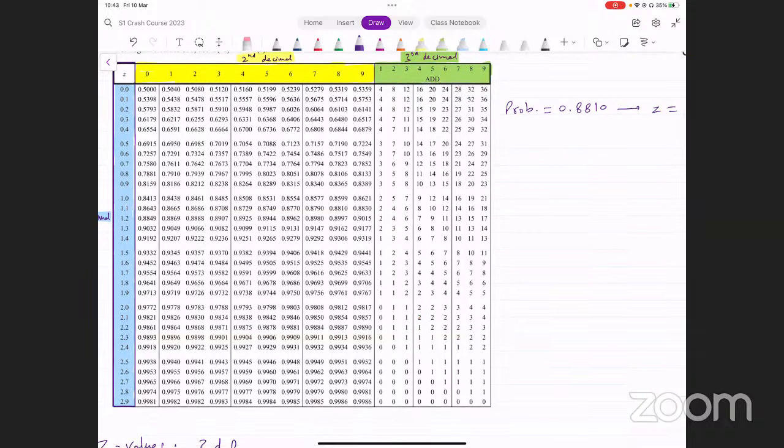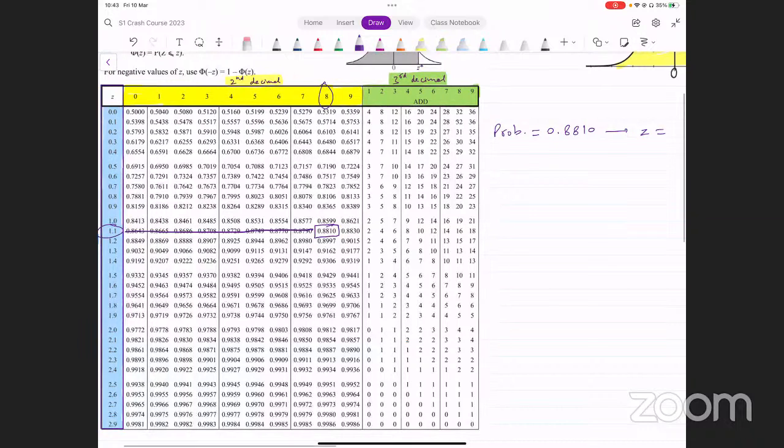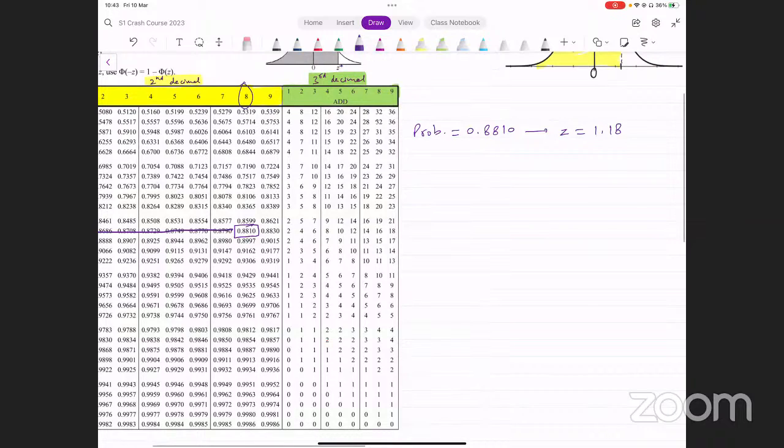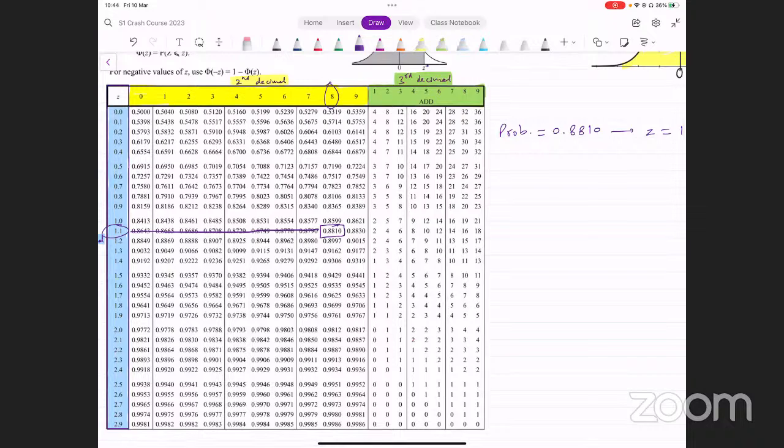0.8810, let's see where that is. This is where we have 0.8810. This is the probability value. Now we read the corresponding z value for that. It's 1.1 on this axis, and then 8 here. So the value of z that we get is 1.18. That's the corresponding z value for this probability. This is how you read that value from the table.